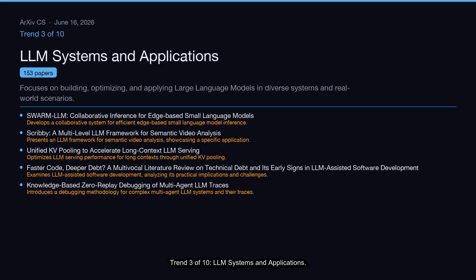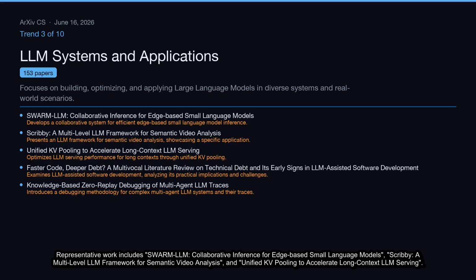Trend 3 of 10, LLM Systems and Applications. Focuses on building, optimizing, and applying large language models in diverse systems and real-world scenarios. This cluster covers 153 papers. Representative work includes Swarm LLM, collaborative inference for edge-based small language models, Scribby, a multi-level LLM framework for semantic video analysis, and unified KV pooling to accelerate long-context LLM serving.